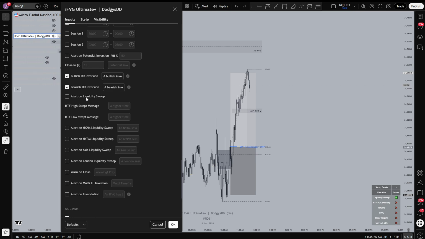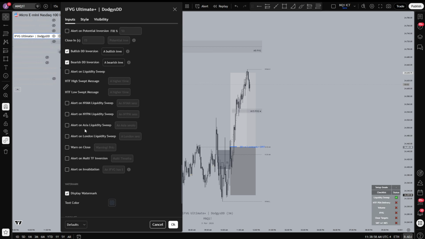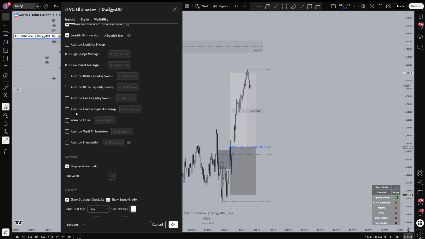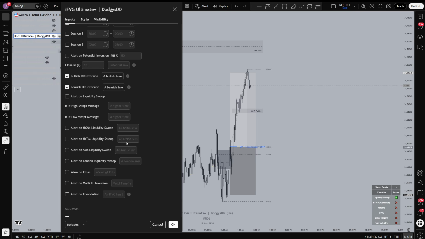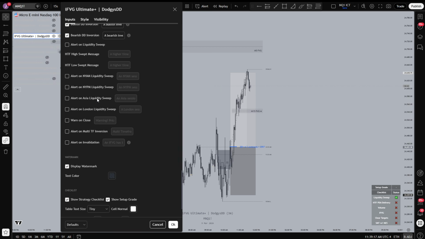But you can have alerts for liquidity sweeps, high time frame liquidity sweeps, so session liquidities. You can have a warning on the close, multi-time frame inversions, and an alert on the actual invalidation of the trade. So it's fully customizable, right? If you want an alert for when the actual session liquidity gets swept, and then sit on the charts and wait for the inversion there, you can do that.